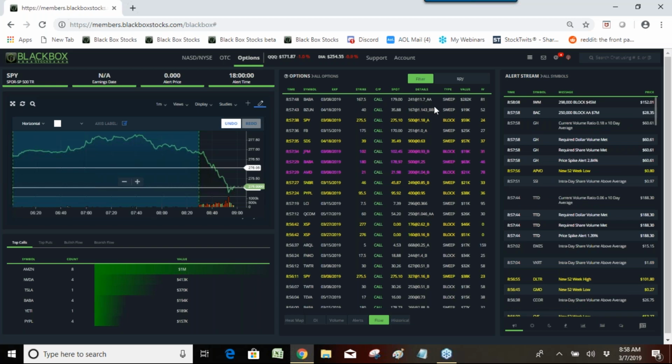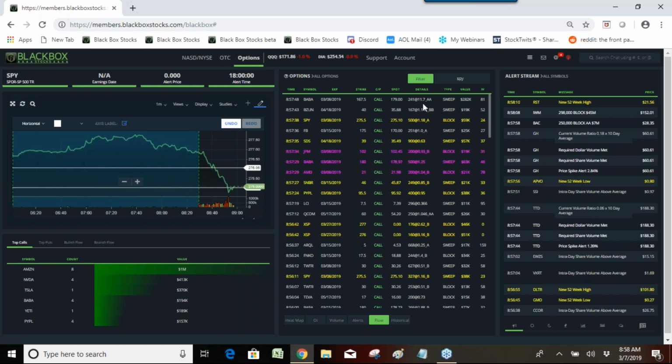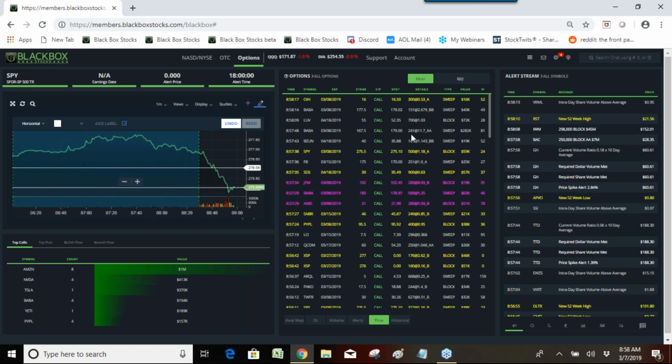BABA under 180, but they're buying in the money now. Let's calculate some juice on this BABA real quick. In the money, they're buying 167.50s for $11.70. So that's a 169.20 contract. There's 20 cents of juice on that BABA, 179.